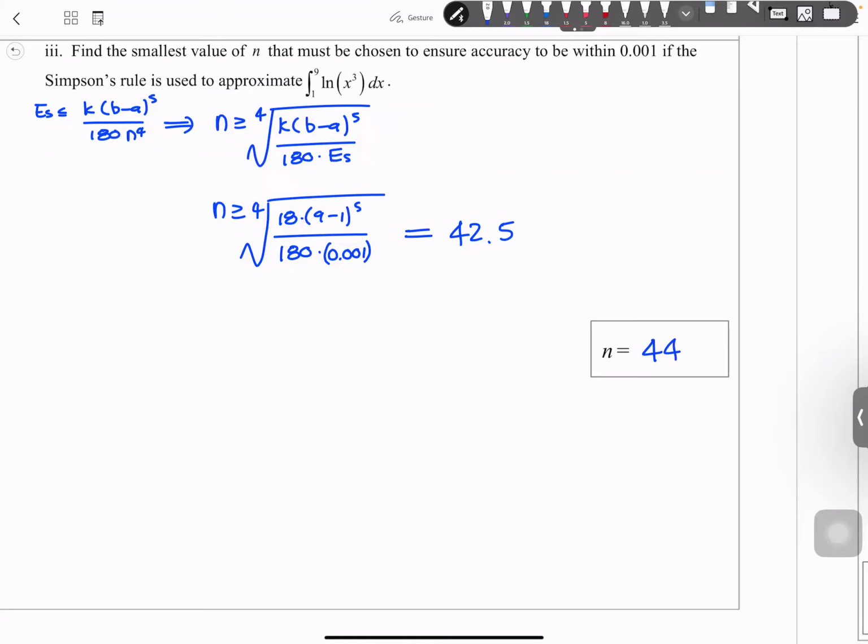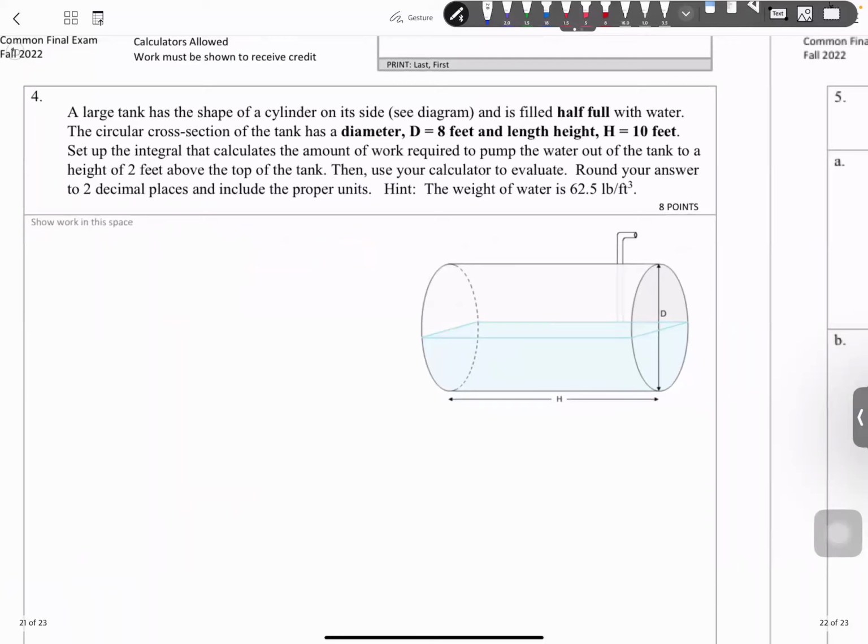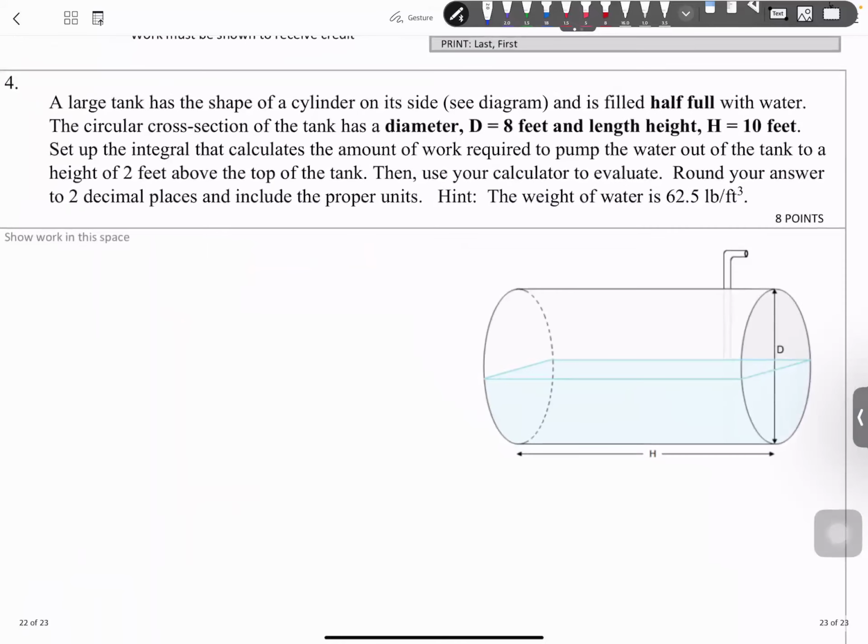We good? All right. Problem number 4, the old pumping problem. It says that a large tank has the shape of a cylinder on its side and is filled half full with water. The circular cross section of the tank has a diameter of 8 feet and a length of 10 feet. Set up the integral that calculates the amount of work required to pump the water out of the tank to a height of 2 feet above the top of the tank.